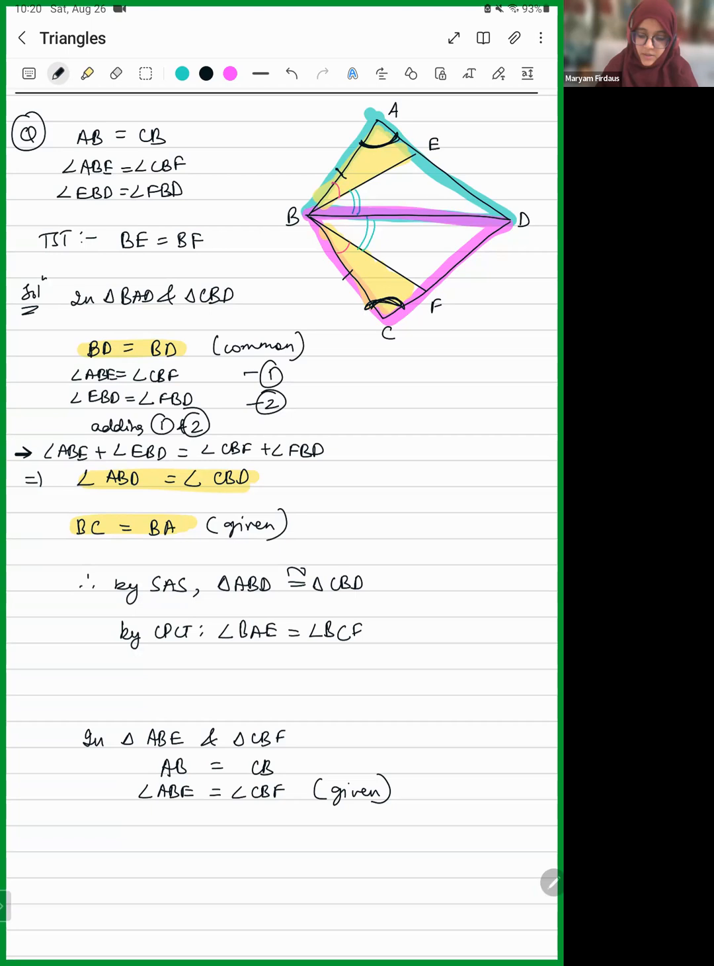In these two triangles, the blue triangle and the pink triangle, since they are congruent, this angle will be equal to this angle, right? Because they are congruent. Yes, ma'am. By CPCT, these two are equal. That is why we have written like this. Any doubts? If someone didn't understand, please ask. Avni, do you want to say something?